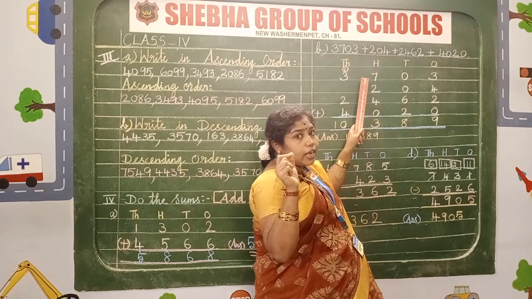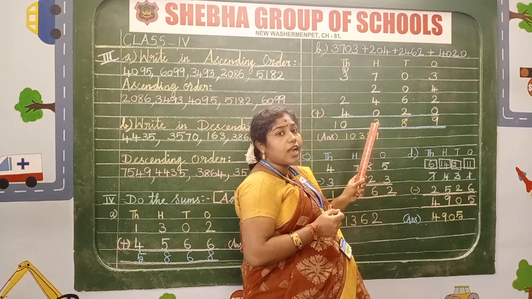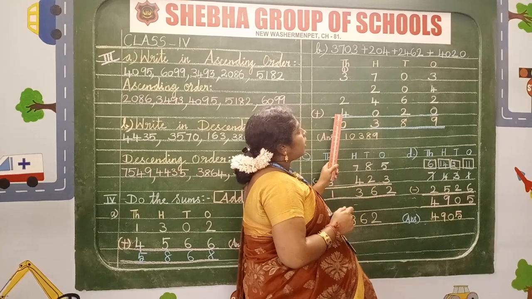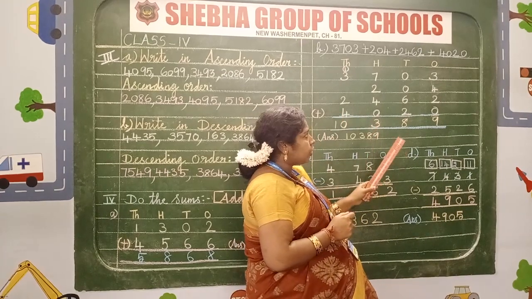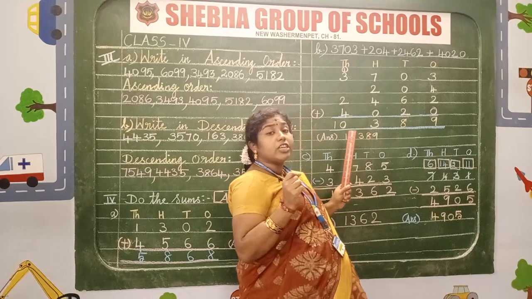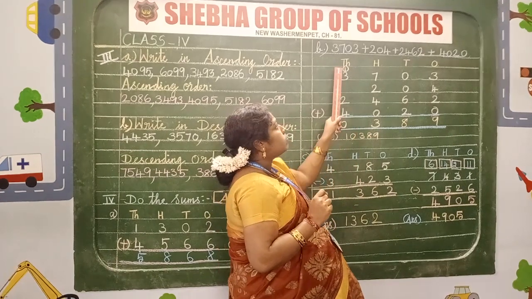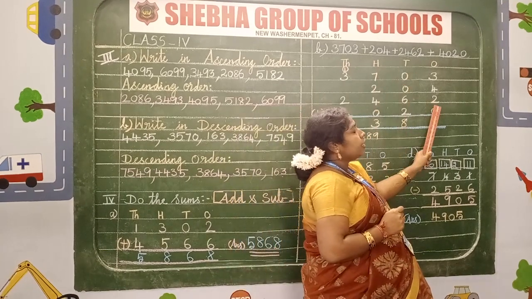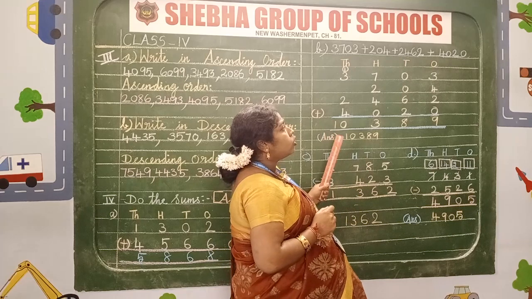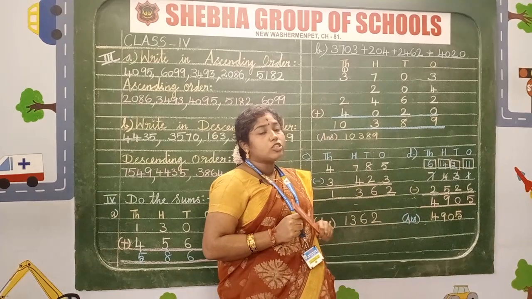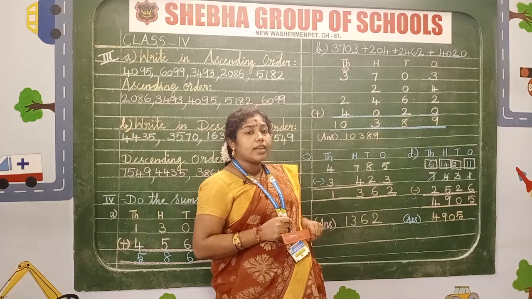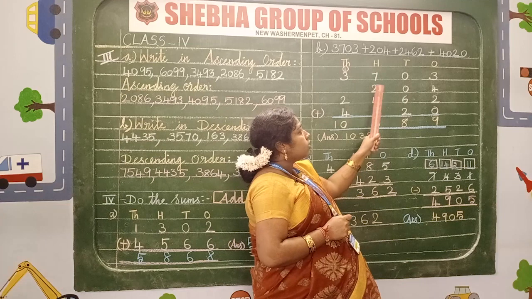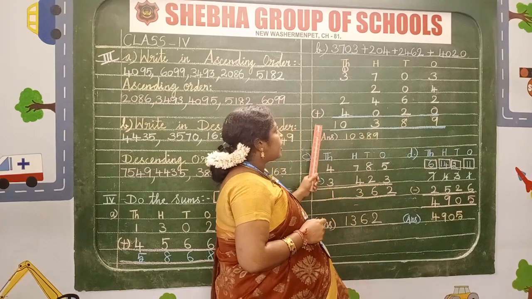Clear? Next one, 204. From which place value do we have to start? Yes, hundreds. 204. Clear? Next one, 2462. From which place value will you start writing? Yes, from thousands place value. 2462. And the last one, 4020. From where will you start writing the numbers? From thousands or hundreds? Yes, you are right, it is from thousands. 4020.